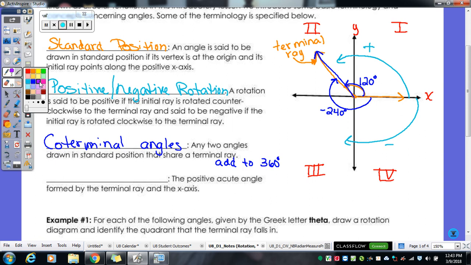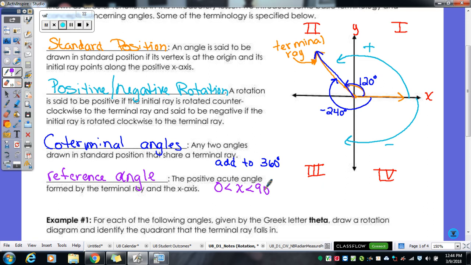And then our last vocab word for right now is our reference angle. We're going to be doing a lot with our reference angle as the unit goes on, but for now we're just going to practice finding them. Your reference angle is an acute angle. So if it's acute, what is its degree measure? Less than 90. So it's between 0 and 90. So it's an acute angle that's formed by the terminal ray and the x-axis.